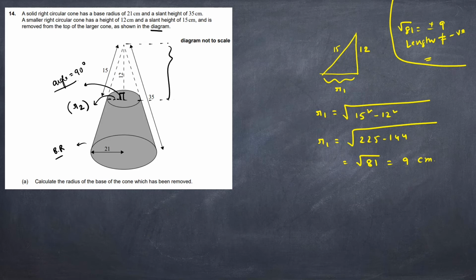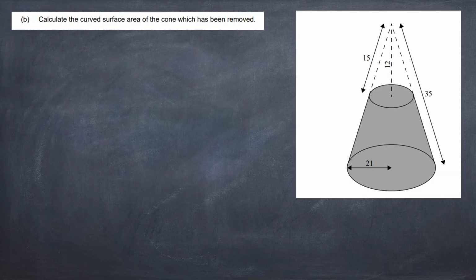So calculate the radius of the base of the cone which has been removed. The answer is R2. We have named that R2. So R2 is equals to 9 centimeter. Now the next problem. Calculate the curved surface area of the cone which has been removed. So as we have already deduced, this radius R2 is equals to 9 centimeter.